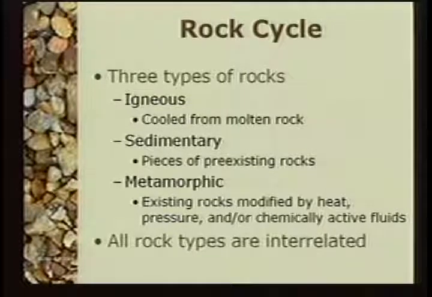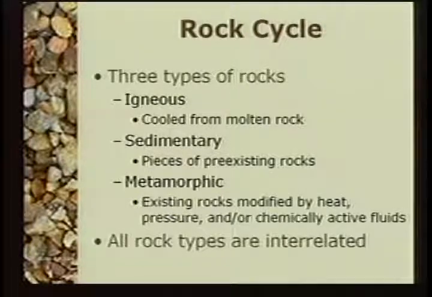Now, sedimentary rocks are different from igneous rocks. Sedimentary rocks are made of pieces or chemical precipitates from pre-existing rocks. Sedimentary rocks are the most common rock type on the Earth's surface. Finally, we have metamorphic rocks. Metamorphic rocks form from pre-existing rocks that have been changed through heat, pressure, or chemically active fluids.